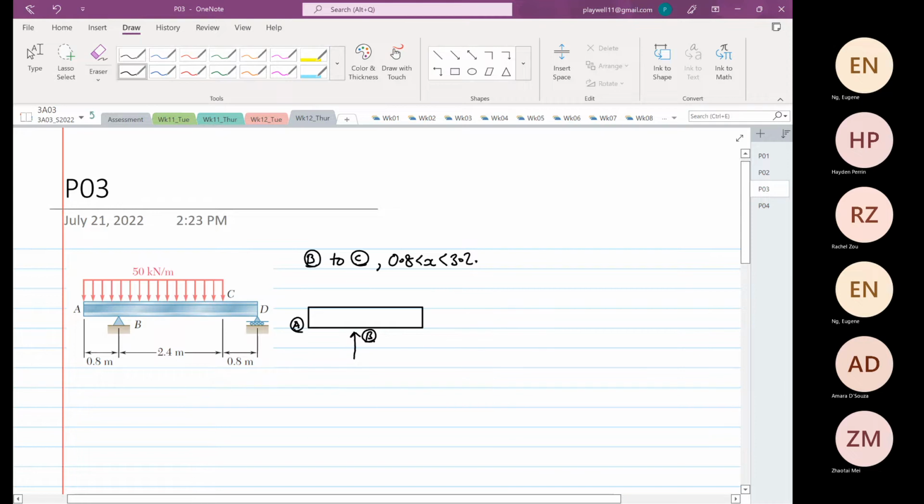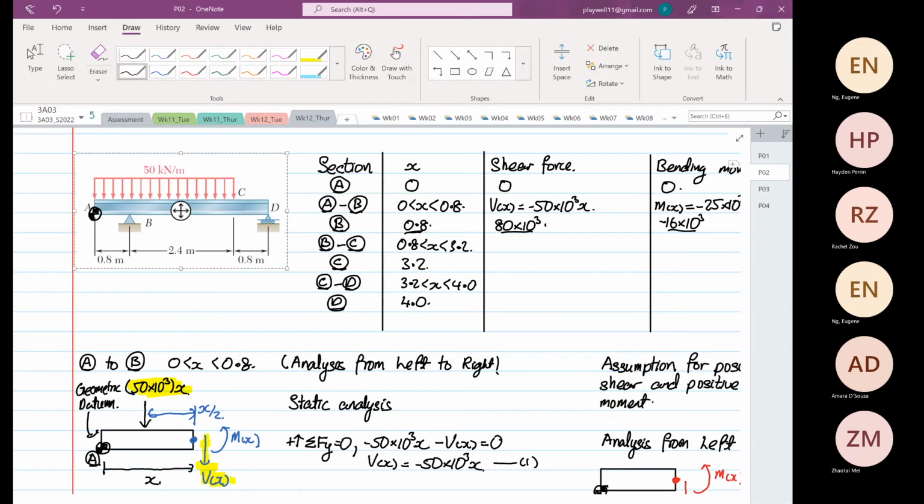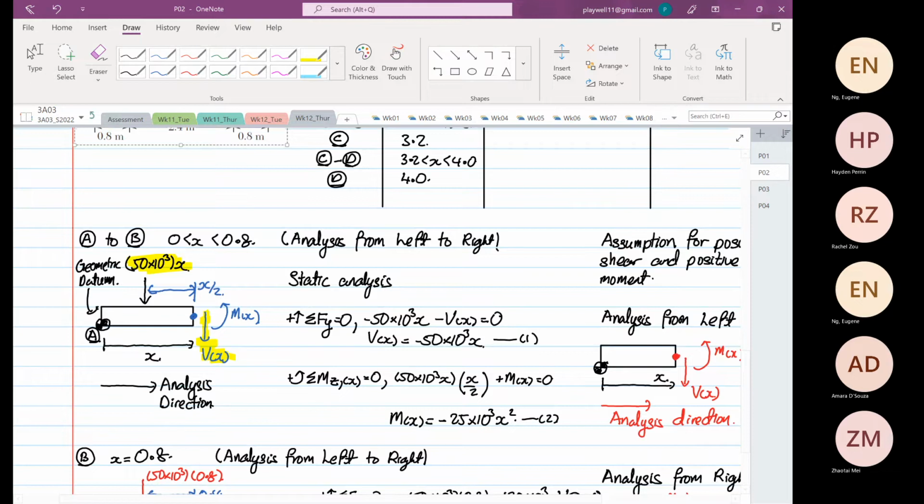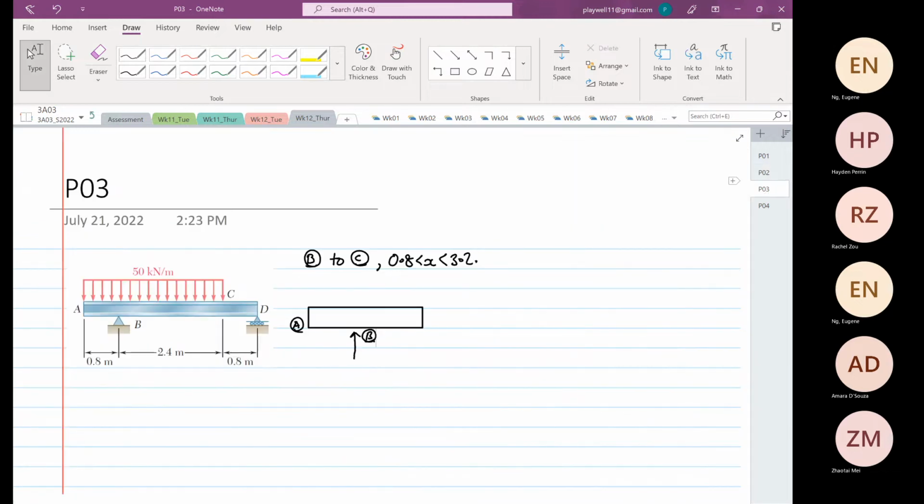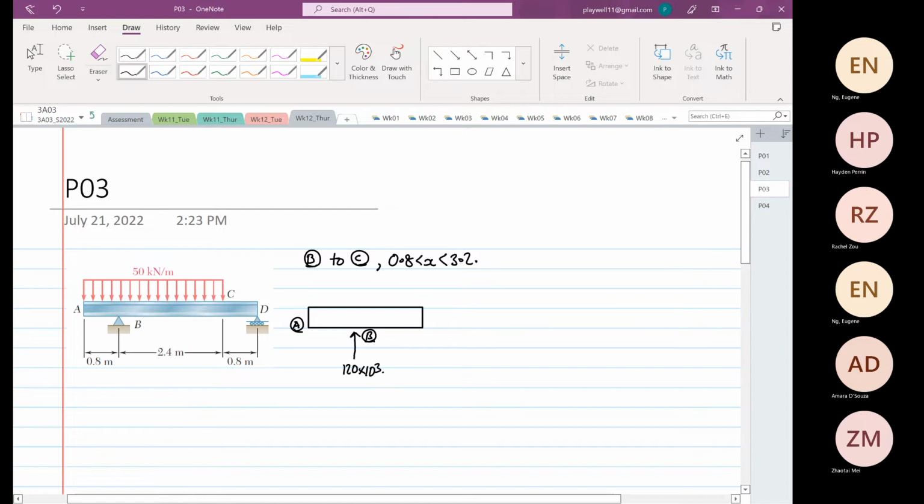And this has a value of, I think, 120. Okay, 120 times 10 to the power 3. Distance, this is our x. V as a function of x again. Moment as a function of x. Geometric datum is at point A.